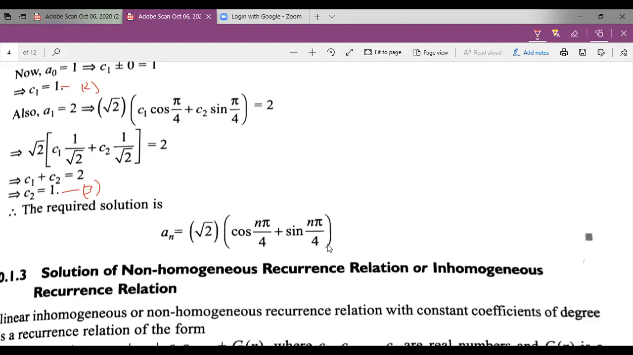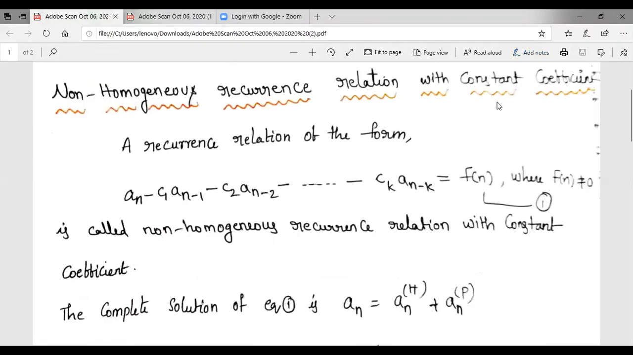Okay, so the next topic is the solution of non-homogeneous recurrence relations with constant coefficients.